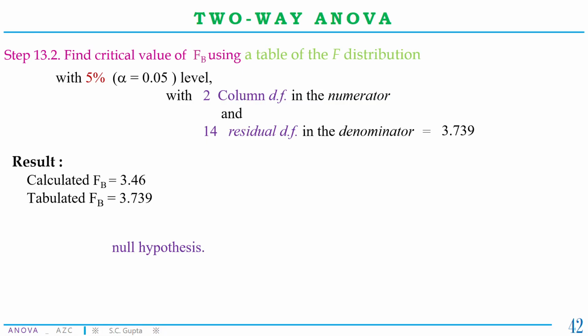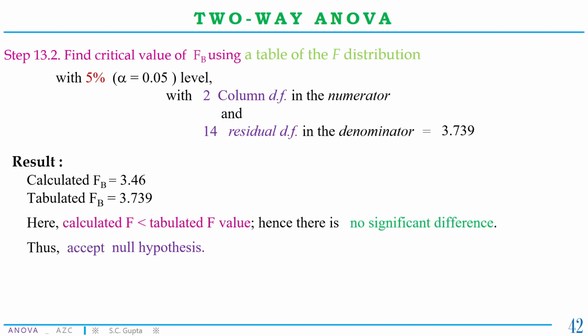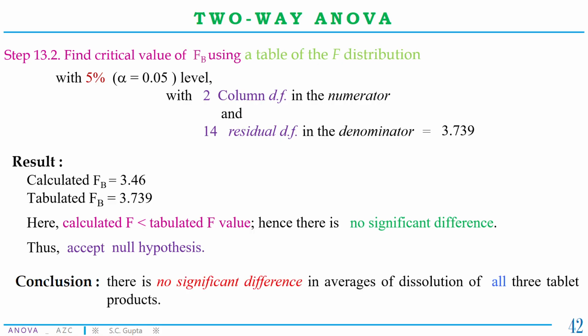Result: calculated FB is 3.46 and tabulated FB is 3.739. Here, calculated value is less than tabulated value. Hence, there is no significant difference. Thus, accept null hypothesis. Conclusion: there is no significant difference in averages of dissolution of all 3 tablet products.